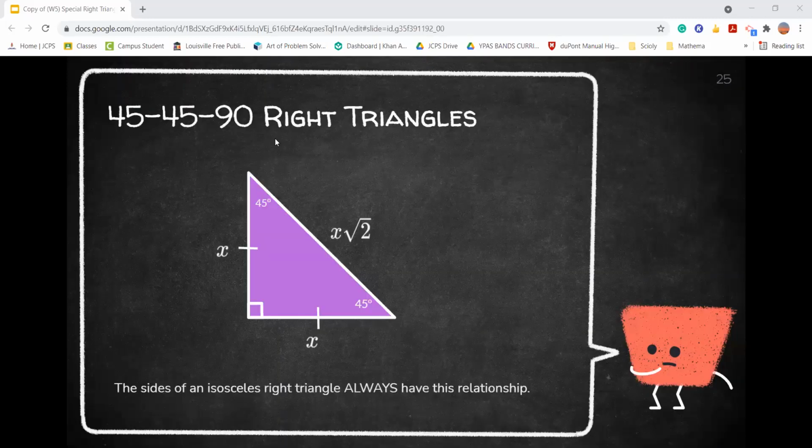Okay, so here it shows us that the legs of this right triangle are x, and then the hypotenuse in terms of x is x root 2. And the sides of an isosceles right triangle always have this relationship. And since it's a right triangle and it's isosceles, that's why the angles are 45 each, because you have to divide by 2.